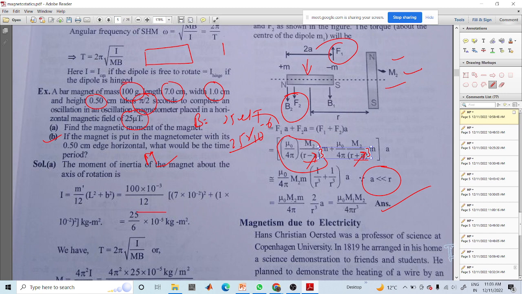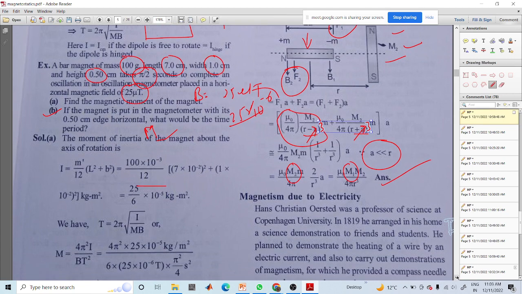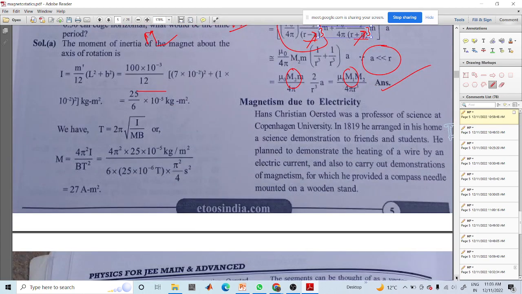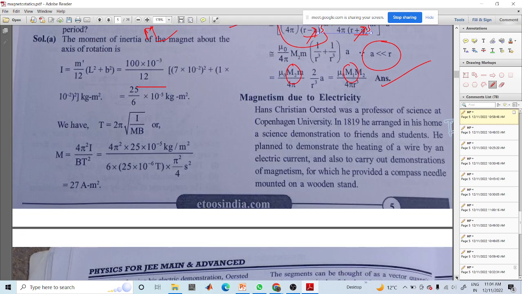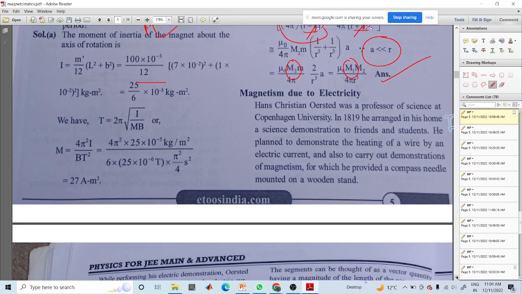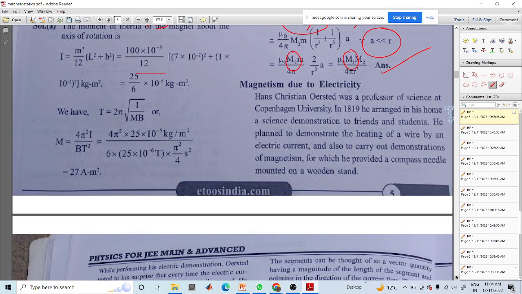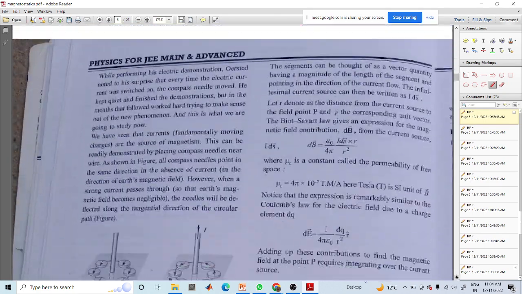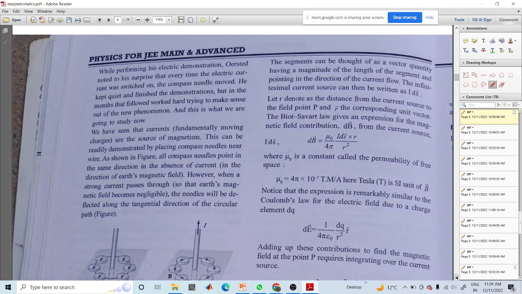Okay, and here one thing more, a technique. Here it was M2, but now here M1 comes into the picture. So how M1 comes into the picture, you know, right? In the last class we have already discussed this concept. So I request all of you to solve all these questions on your own, right? Our next topic is magnetism due to electricity, which we will cover in the next part, right?